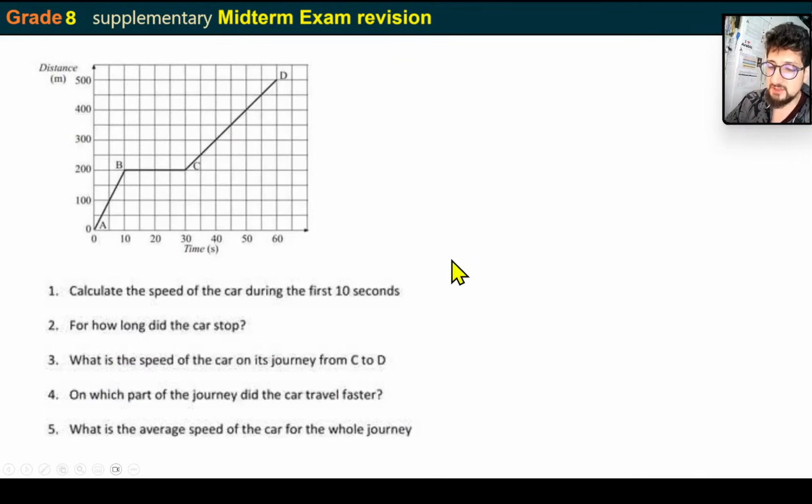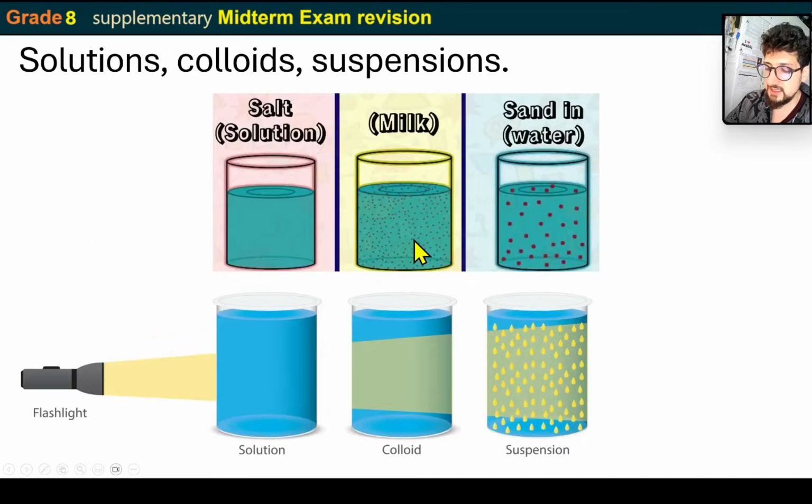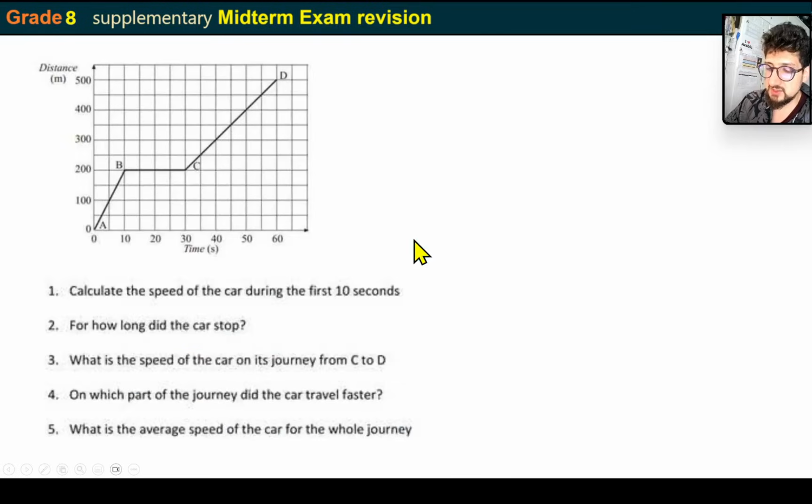All right, so here we've got some examples of questions, and I'm going to go through some of these questions. Yeah, let's go through some of these questions. Calculate the speed of the car during the first 10 seconds. Okay, so how do we calculate the speed of the car during the first 10 seconds?